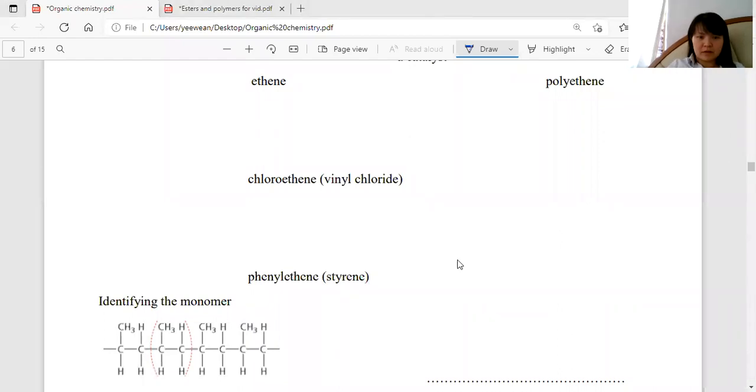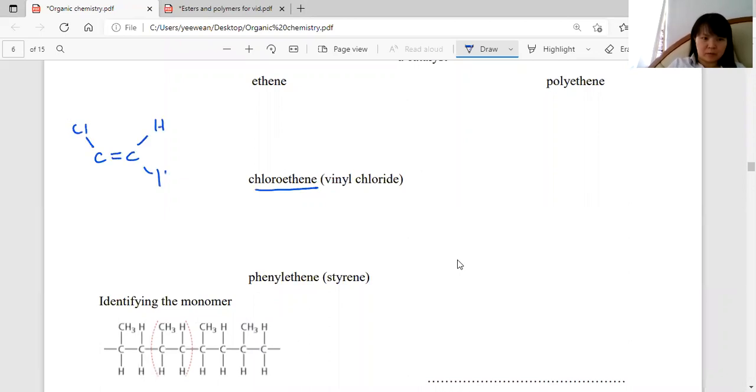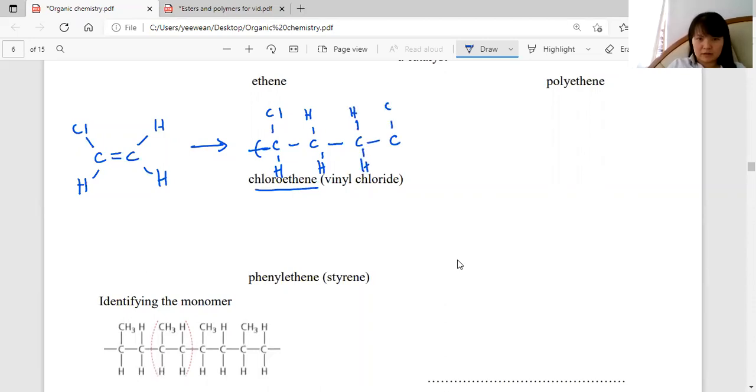Okay, more examples. Chloroethene. So chloroethene looks like this. Remember, I told you you can flip this 180 degrees. So I'm going to draw a random polymer here. So the first one has the Cl. I'll put a bracket here. Okay, this is 1 unit of the chloroethene and it's attached to the next chloroethene. I'm going to flip it around. So this side HH and this side Cl.